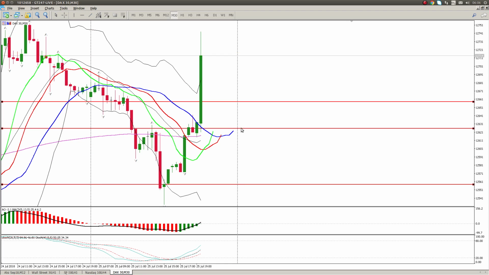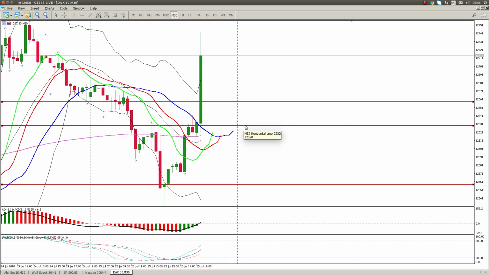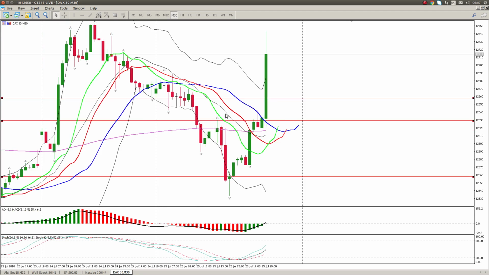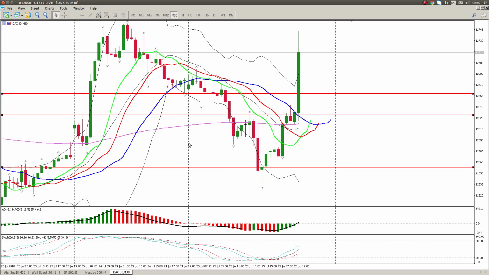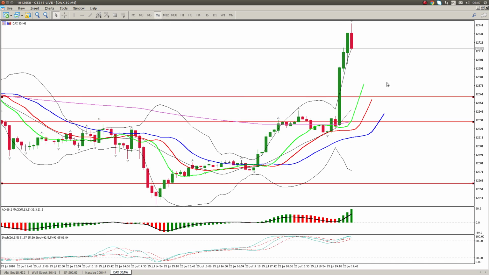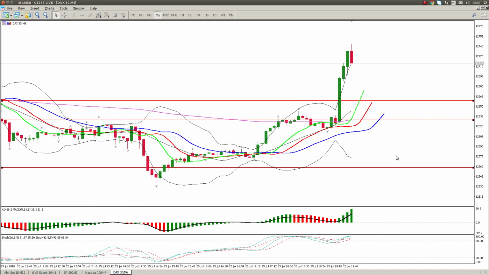Or we could find some support. I don't use this line. Somewhere along this area here of 12,630. Okay, so I think for me, it's just going to be a case of waiting to see what happens on the lower time frames. So I'll be paying a lot of attention to the 6 minutes, and to see whether we get back.